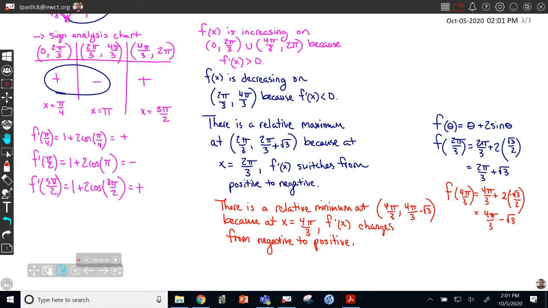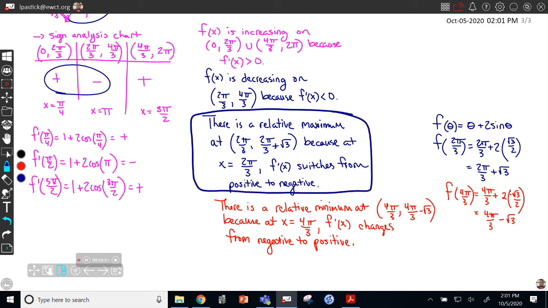So I've gone ahead and written both answers. Here we are for the discussion about the relative maximum. There is a relative maximum at 2 pi over 3, comma, 2 pi over 3 plus root 3. And I found this y coordinate by plugging 2 pi over 3 into the original function and simplifying. You need a little bit of trig background for that. And then I went ahead and answered the next part too.